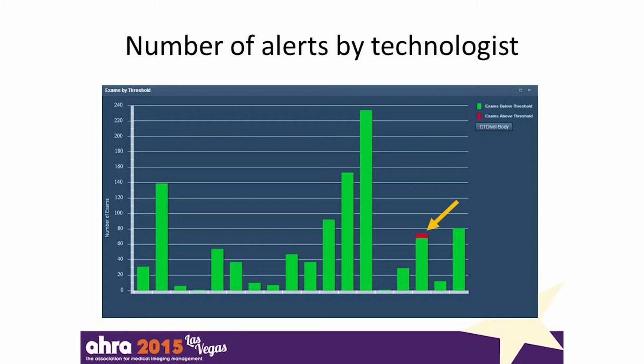This one is showing the number of alerts by technologist. So the technologists are down here. I've removed their names. And the green bar is indicating the number of exams that they did that were below the threshold that was set. And the red is indicating exams above the threshold. And what stands out here is one technologist is responsible for virtually all the alerts for this protocol. And what's happening in this case was this technologist was following a different procedure for large patients than the other technologists.